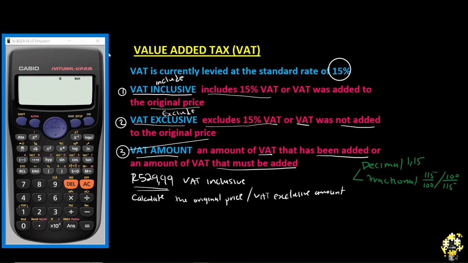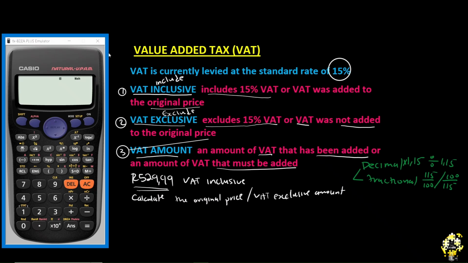So this is the decimal format that we are going to use. It will either be multiplied by 1.15 or divided by 1.15. This is what I want you to know, and this is what I want you to use. Don't use 15 over 100. It doesn't work. It's going to give you incorrect answers. You either use the decimal format, which is multiplied by 1.15, or you divide by 1.15, or the fractional format, which is 115 over 100 or 100 over 115.